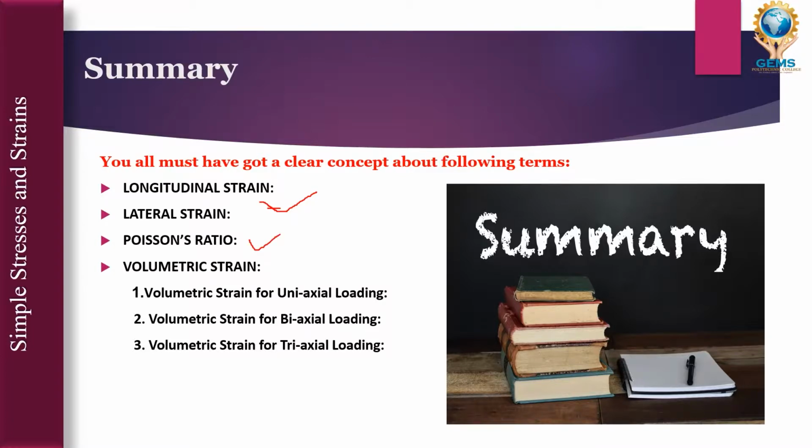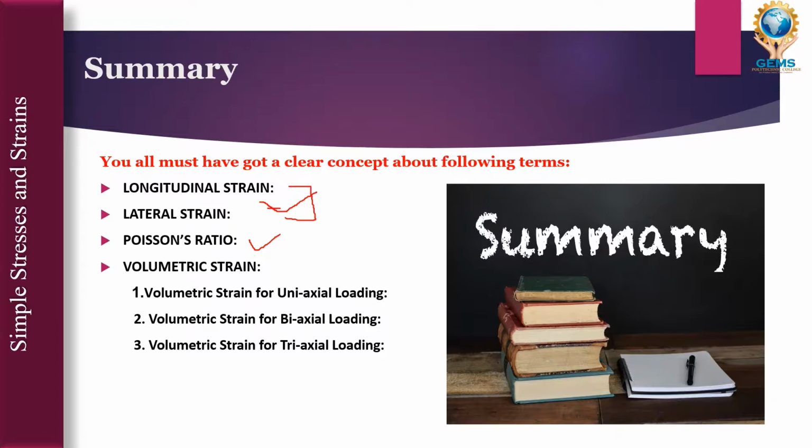Poisson's ratio comes from these two strains, lateral strain and longitudinal strain. So what is Poisson's ratio? Poisson's ratio is denoted by the letter mu, and it is the ratio of lateral strain divided by longitudinal strain, or we can say lateral strain divided by linear strain. One more thing I will make clear: the Poisson's ratio mu has no unit.